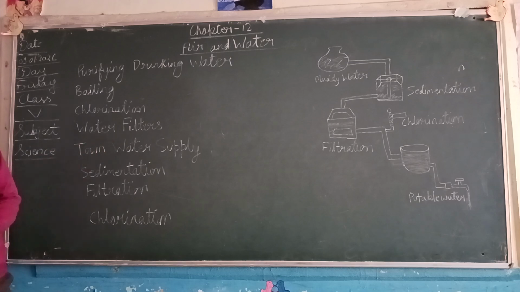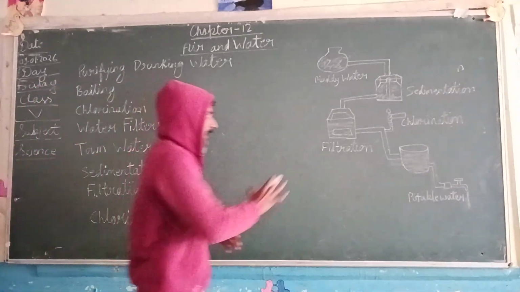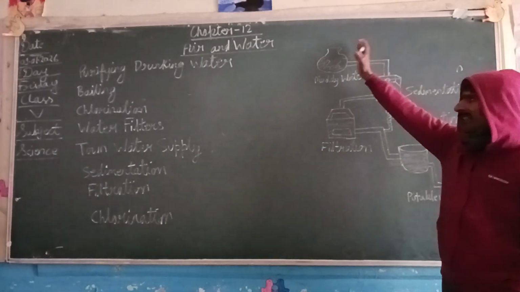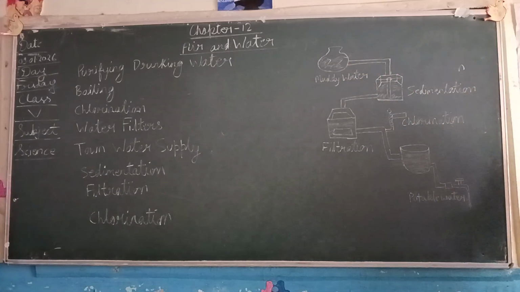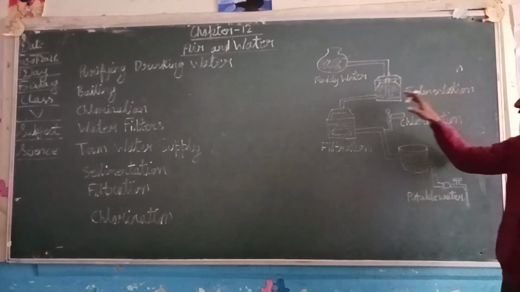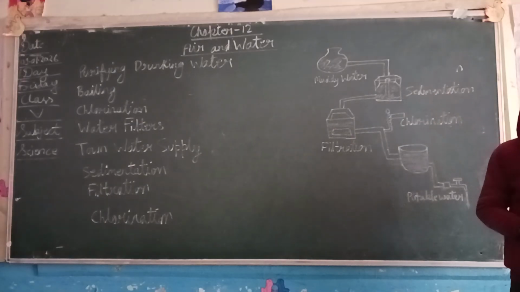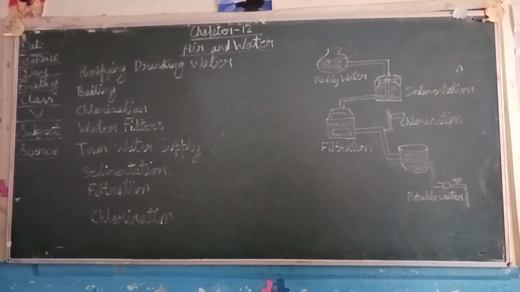In the town water supply, the first process is sedimentation. In the last class we talked about sedimentation. Here is the figure. You can see that the water is first collected and then comes into the next compartment where sedimentation takes place. In sedimentation we keep the water for some time so the insoluble impurities can settle.